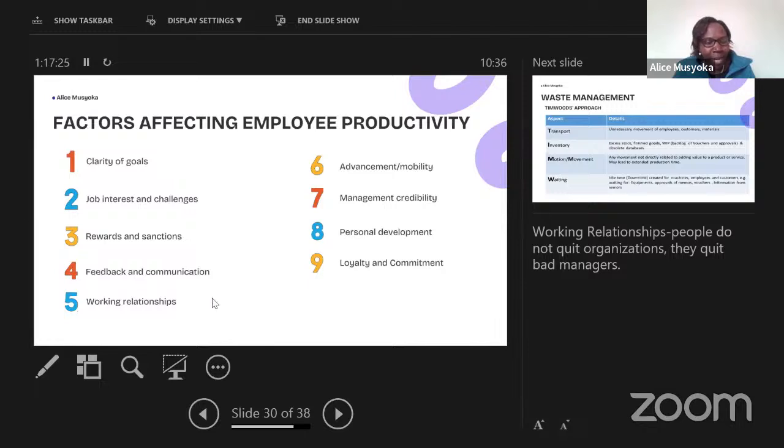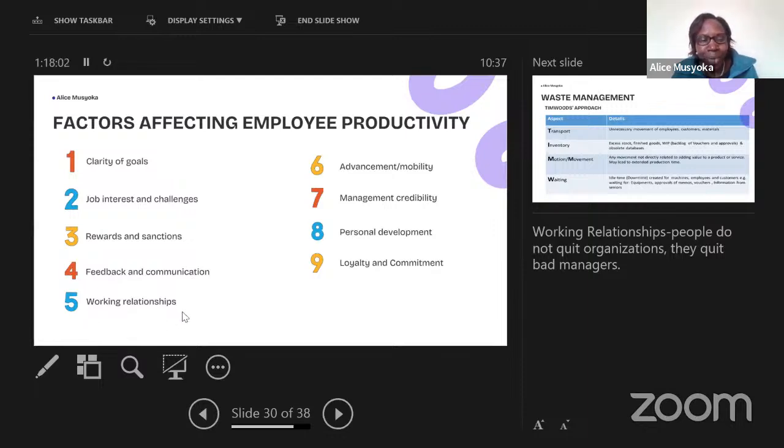Then we look at feedback and communication, which is very key. We also discussed it during performance management when we went through the performance management slides. We said what gets done and is fed back, it gets done better. And where there's communication, if there are any gaps or areas of improvement, the supervisor and the employee are able to discuss and address it.